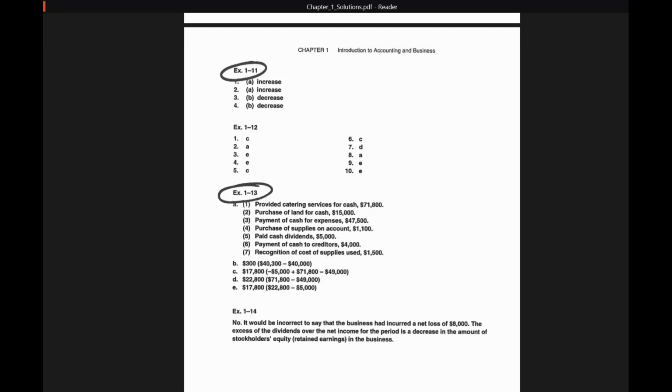All right, let's do a few more exercises from chapter 1. Number 11 reads, indicate whether each of the following types of transactions will either increase or decrease stockholders' equity. And again, remember, all revenue and expense flows into stockholders' equity. Number 1, issued common stock for cash.